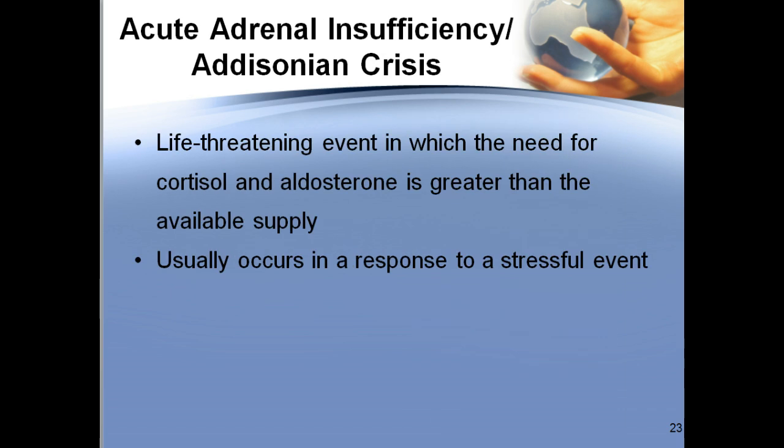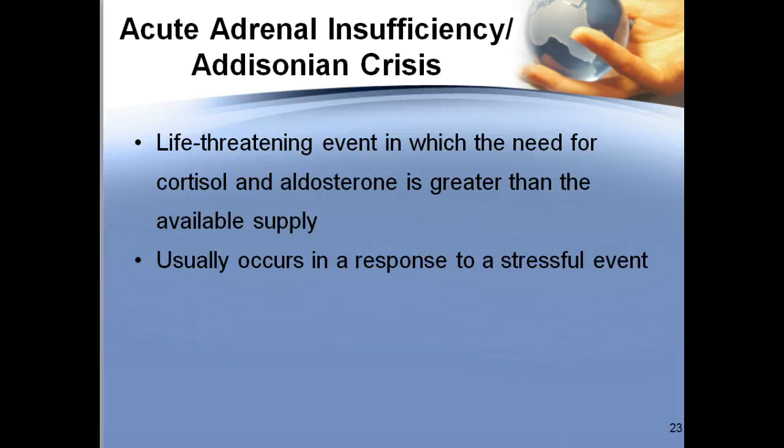So, when you have acute adrenal insufficiency, it's considered what they call the Addisonian crisis, and usually that's a life-threatening event in which the need for cortisol and aldosterone is greater than whatever the available supply is at that particular time.